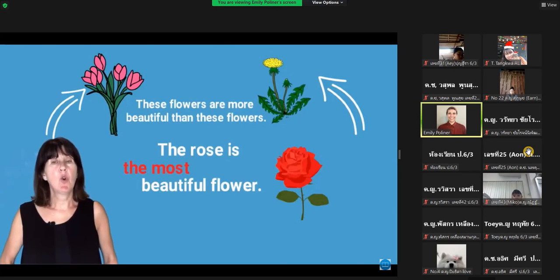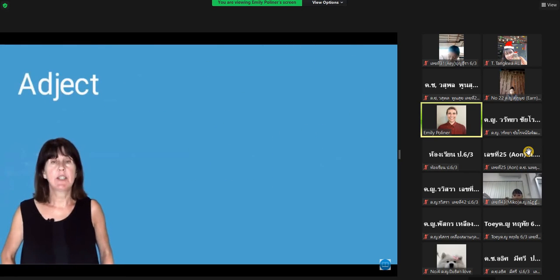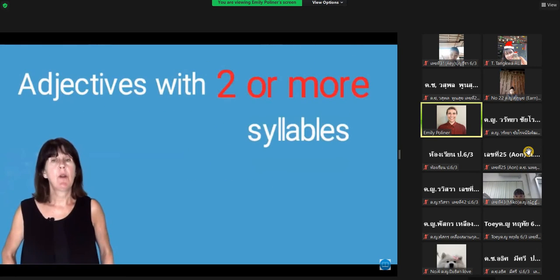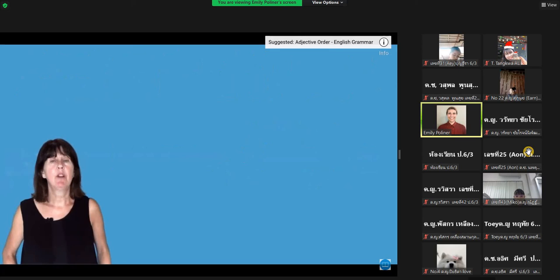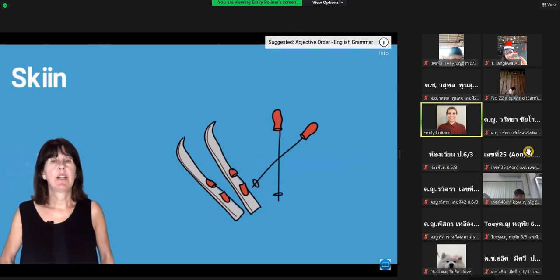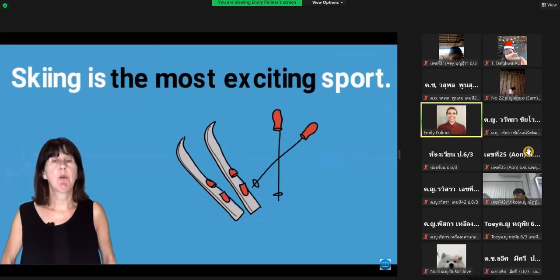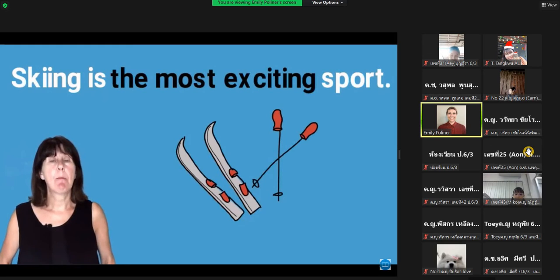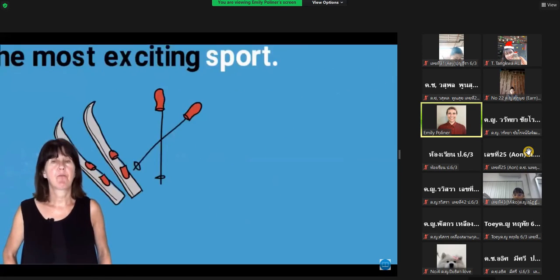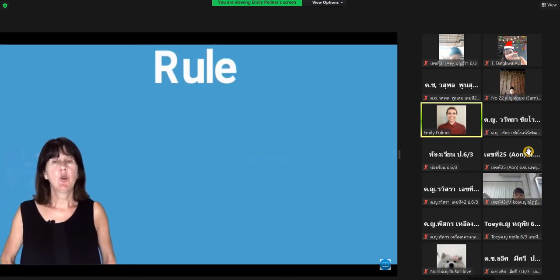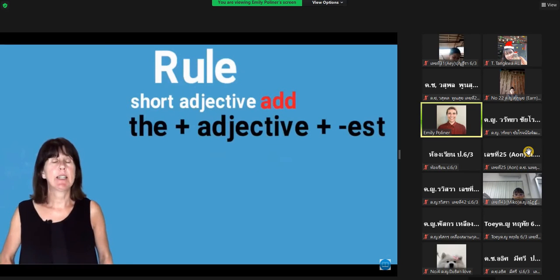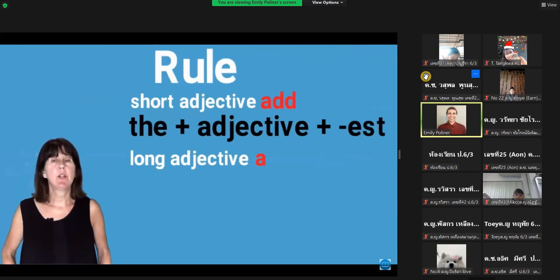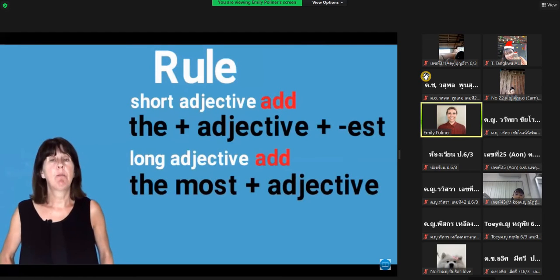When comparing more than two things, with most adjectives with two syllables or more, we add the most plus the adjective. For example, skiing is the most exciting sport. Exciting is three syllables, so we use the most and the adjective. So the rule is, short adjectives of one syllable, we add the plus the adjective plus est. Long adjectives of two syllables or more, we add the most plus the adjective.